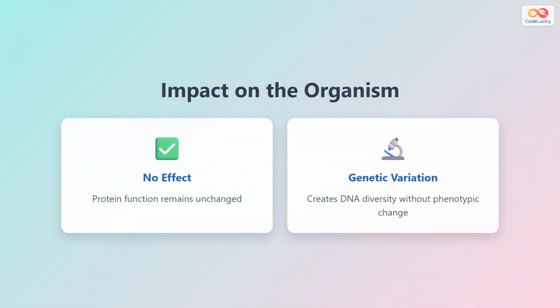Silent mutations have 2 main effects on organisms. First, they have no direct effect on protein function because the amino acid sequence remains unchanged. This means the protein can still perform its biological role normally, and the organism's phenotype or observable traits are not affected. Second, silent mutations create genetic variation at the DNA level without causing phenotypic changes. This genetic diversity can be useful for evolutionary studies and population genetics, as it provides markers to track lineages and relationships between organisms without affecting their survival or reproduction.